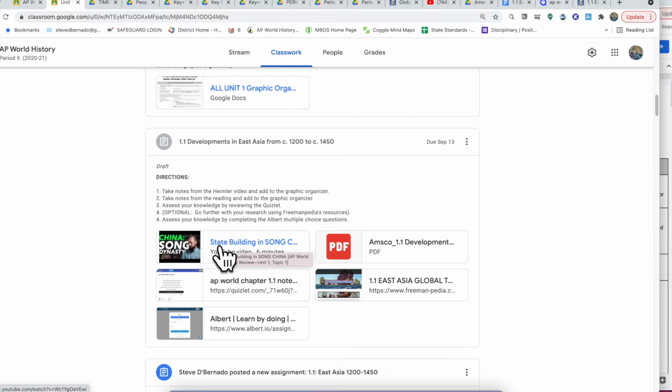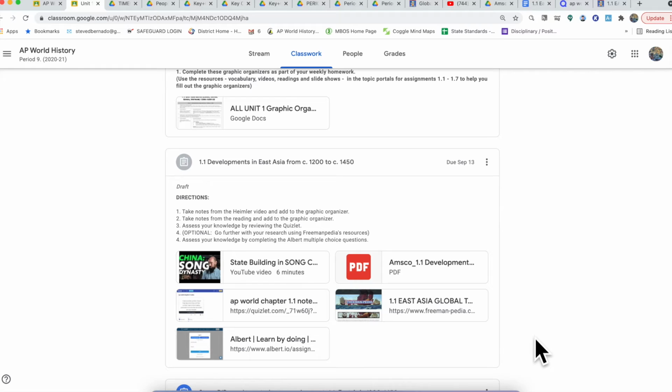let's take a look at the entire section of 1.1 Developments in East Asia for homework. Okay, so the first thing that we're going to do before we watch our video or read our text or check what we know through Quizlet or Albert, the first thing we need to do is open up this graphic organizer, and we need to do some active reading and understand the themes, the lesson objectives, and the more specific historical developments. Once we get a grasp on that, we can go back and look at the video and the text and pull information out and try to analyze and understand.